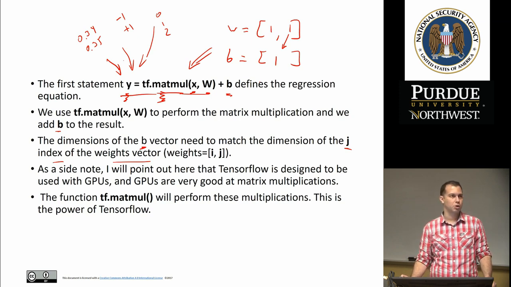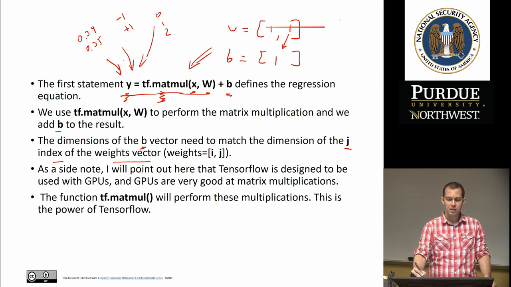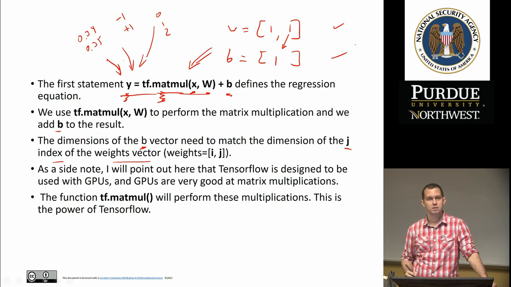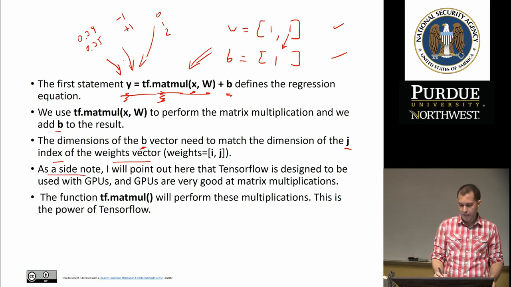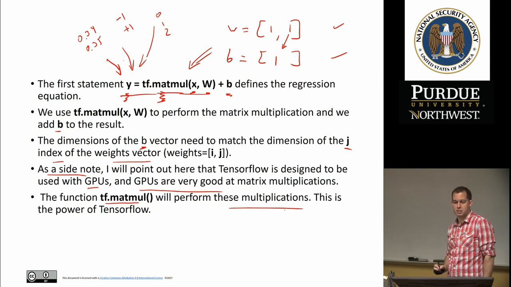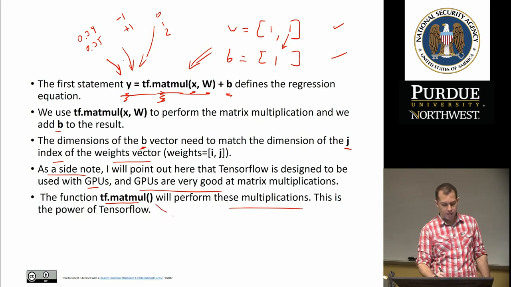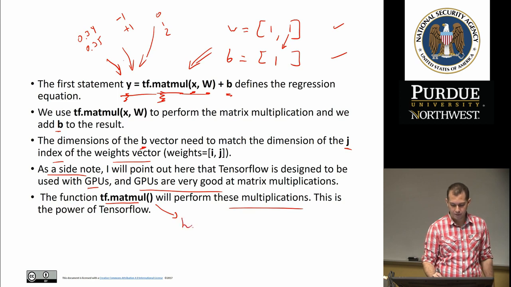Later on, I will also show you some tricks that we can follow in terms of how to write the code, so it's very easy to figure out these values just by drawing our graph, our network, and then plugging the values in here. As a side note, I will point out here that TensorFlow is designed to be used with GPUs. And GPUs are very good at matrix multiplications. And so the function matmul is the one that performs these operations. So that's why I keep saying that this is where all the heavy lifting is performed.